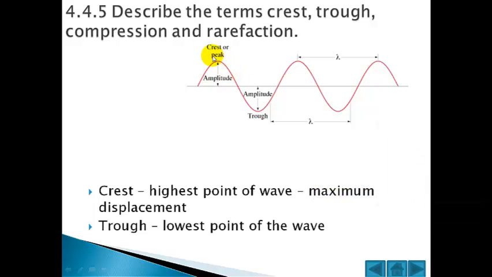The top part of the wave is called the crest. The bottom of the wave is called the trough. The distance between the crest and the trough is twice the amplitude.